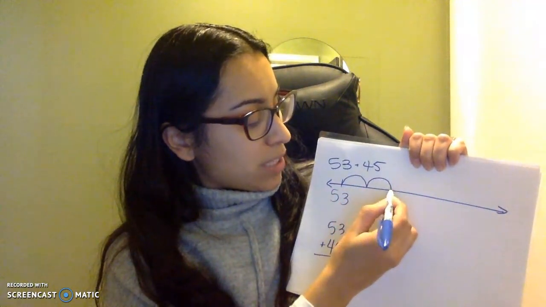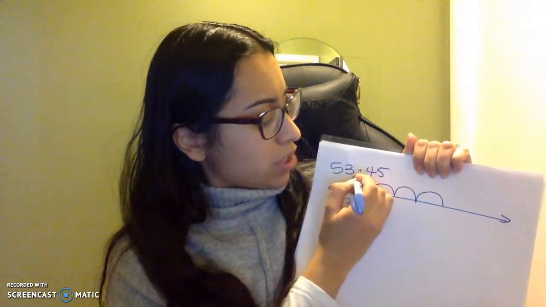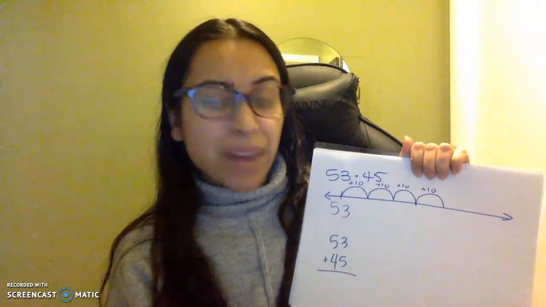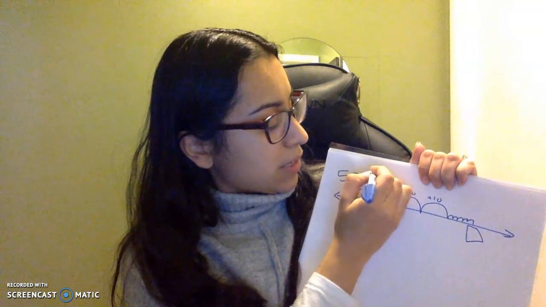10, 20, 30, 40. These are my big jumps. Big jumps go up by tens. So I have 40 and 4 jumps. Now I need 5. We're going to do tiny jumps. 1, 2, 3, 4, 5. And we can see here that the 4 is the tens and the 5 are the ones. So we have 4 ten jumps and 5 little one jumps.